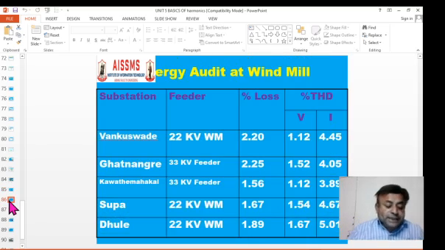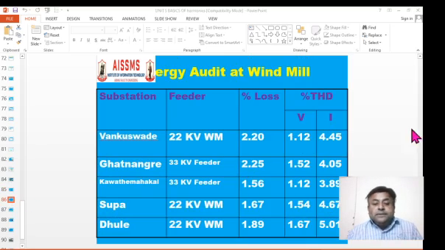Then an energy audit was conducted at these locations. So it was observed that Vankusade, which is in Satara district, the feeder was a 22 kV windmill feeder. There were higher losses of around 2.20%. At that time, VTHD was recorded as 1.12%, and ITHD was 4.45%. Similarly, at Ghatanandre feeder, a 33 kV feeder, the loss was 2.25%. 1.52 is the voltage distortion, and 4.05 is the current distortion.